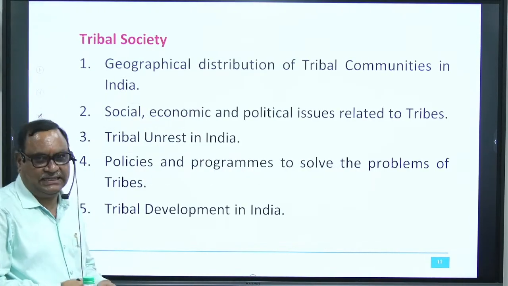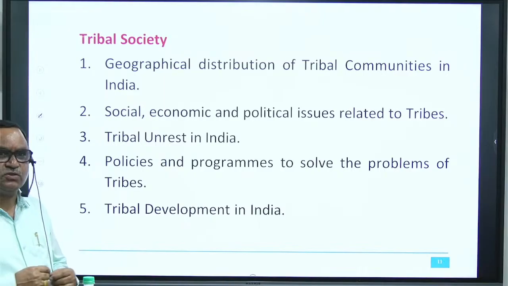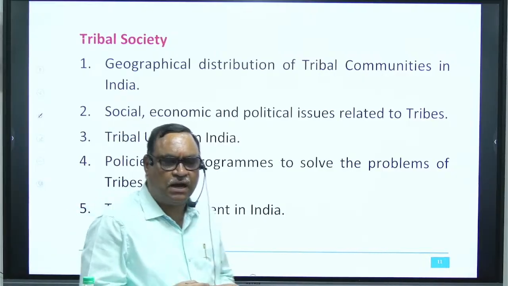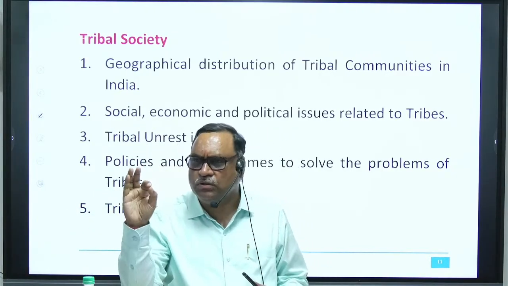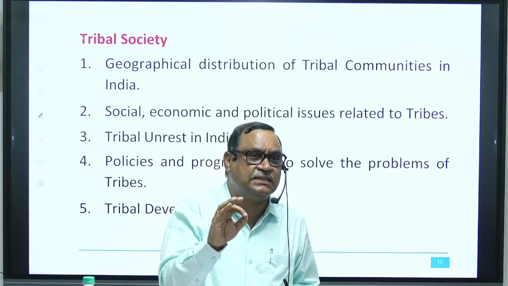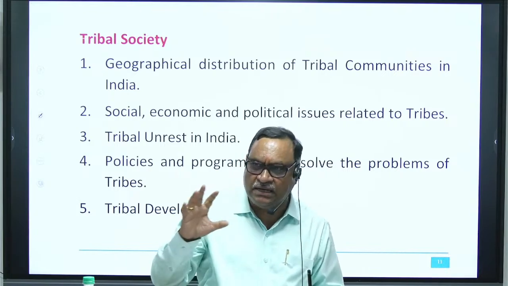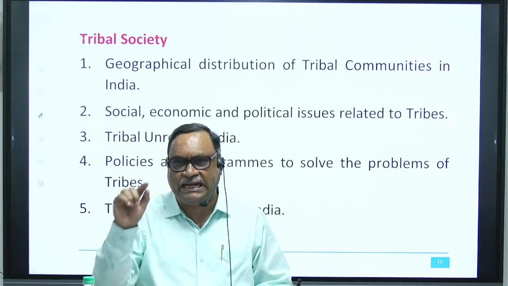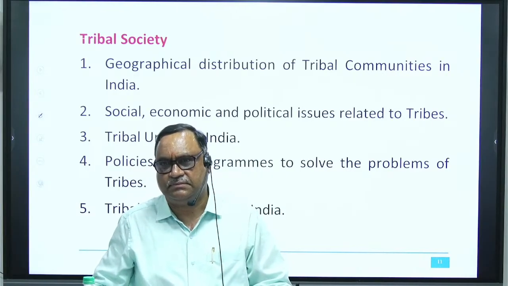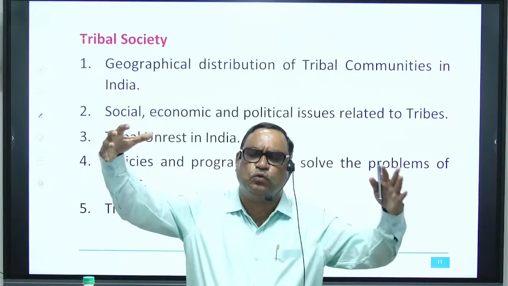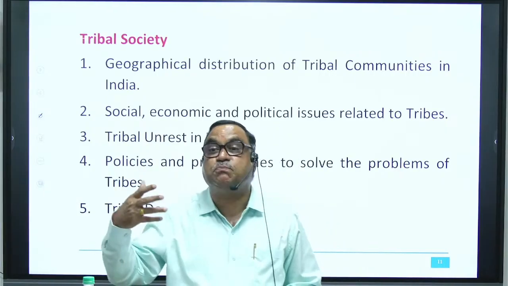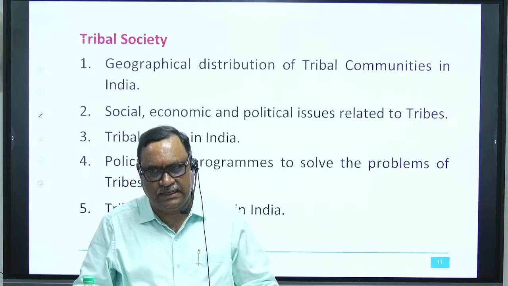Then, like rural society, we discuss tribal society, like the geographical distribution of tribal communities. According to Article 342 of the Indian Constitution, around 744 tribes have been identified by the Government of India. You know, Article 342 is related to what? Tribes in India. So how the tribes are distributed in different parts of the country, and what are their problems, right?